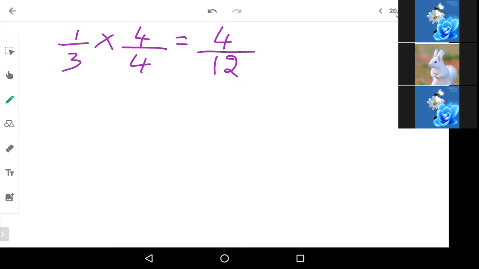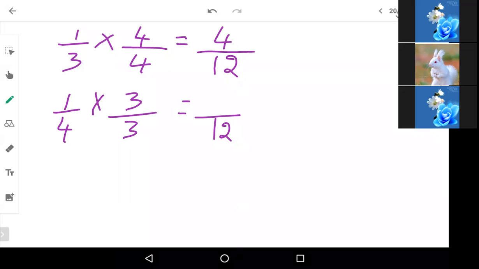And for the third ratio, which is 1 by 4, I have to multiply by a number where I get 12. So 4 threes are 12, and to the numerator also 3. So we get 3 by 12. Therefore the ratio of the 3 parts that is given will become 6 is to 4 is to 3.